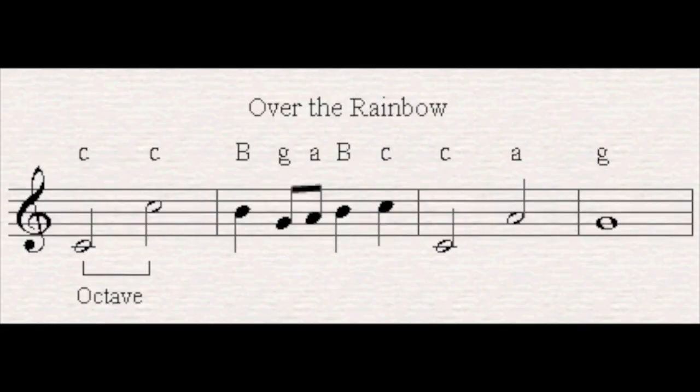So if we think of a tune like "Somewhere Over the Rainbow," that melody is all in a major key, and it's do, do, ti, sol, la, ti, do, do, la, sol, right? So all of those have this one character.